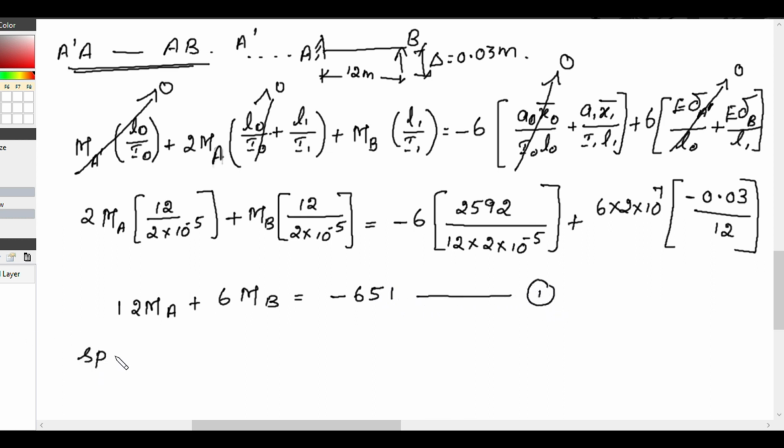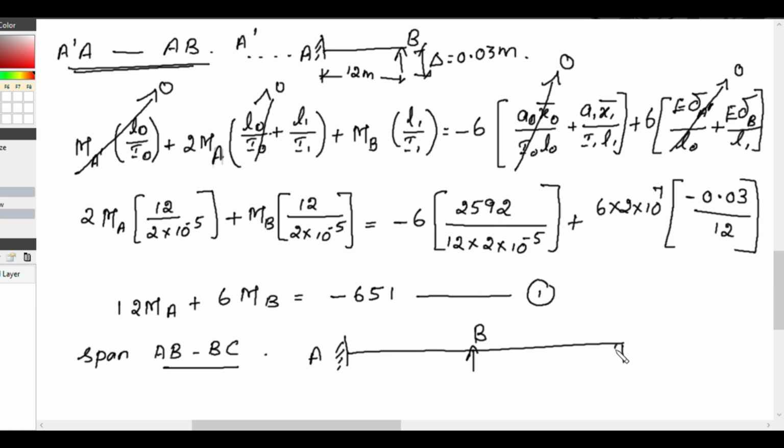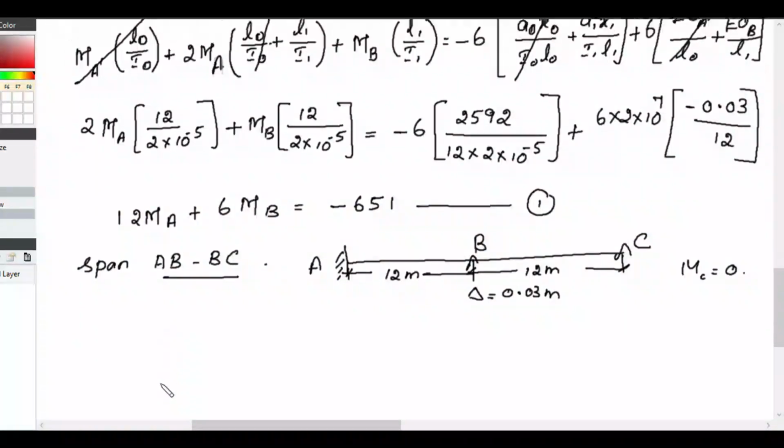Now we will consider the span AB, BC. So while considering the span AB, BC, that is A, B and C, we know MC is equal to 0 and this B is deflected by 0.03 meter. The span lengths are 12 meter for AB and 12 meter for BC. Now we will apply the theorem of three moments.